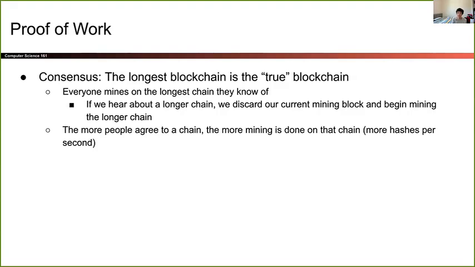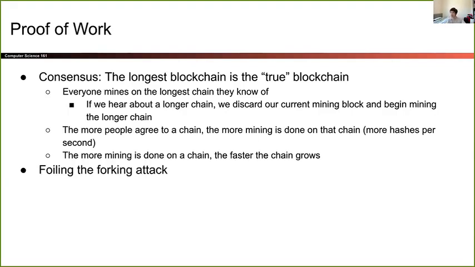The key is that the more people that agree to some really long chain, the more work is done on that chain. And by work, I mean that that chain has more people working on it, so it has more hashes per second that are working on finding the next block for that chain. So the more mining is done on a chain, the faster that chain grows. So now this longest chain that we have is the one that's growing the fastest. And this foils the forking attack.